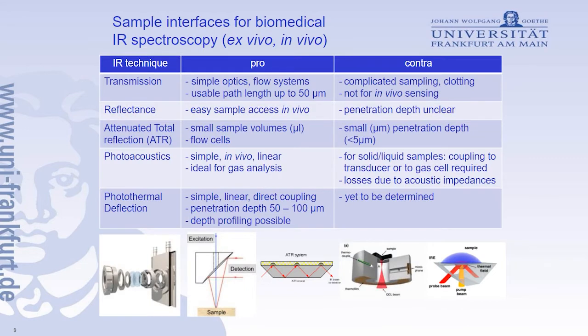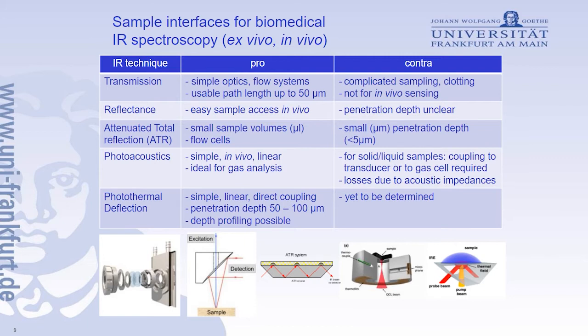At the same time, sampling techniques have actually focused more on biological samples. The classical sampling is a transmission sample, has simple optics, and flow systems are possible. Path lengths are very short due to absorption of water. Sampling is a bit complicated. Clotting can appear if you have particles in your sample, and it's certainly not for in vivo.